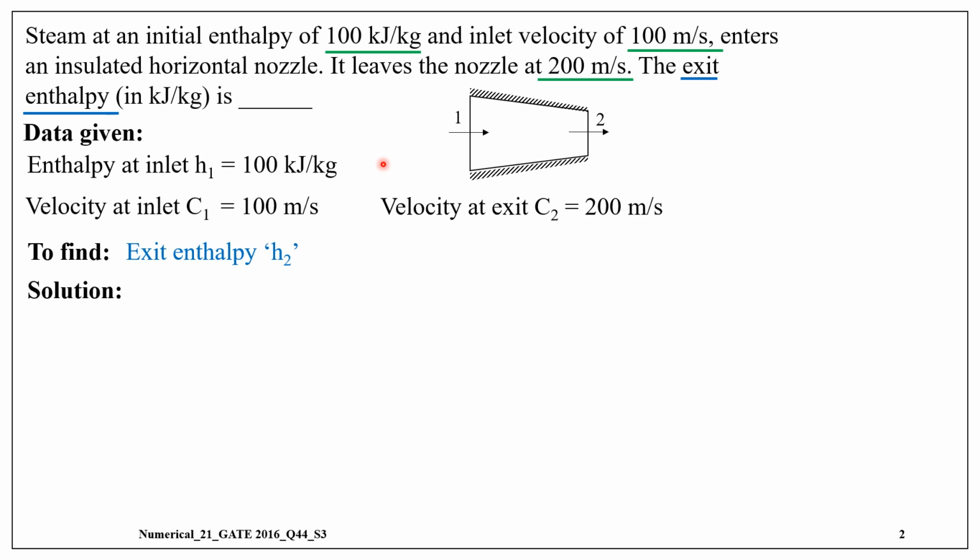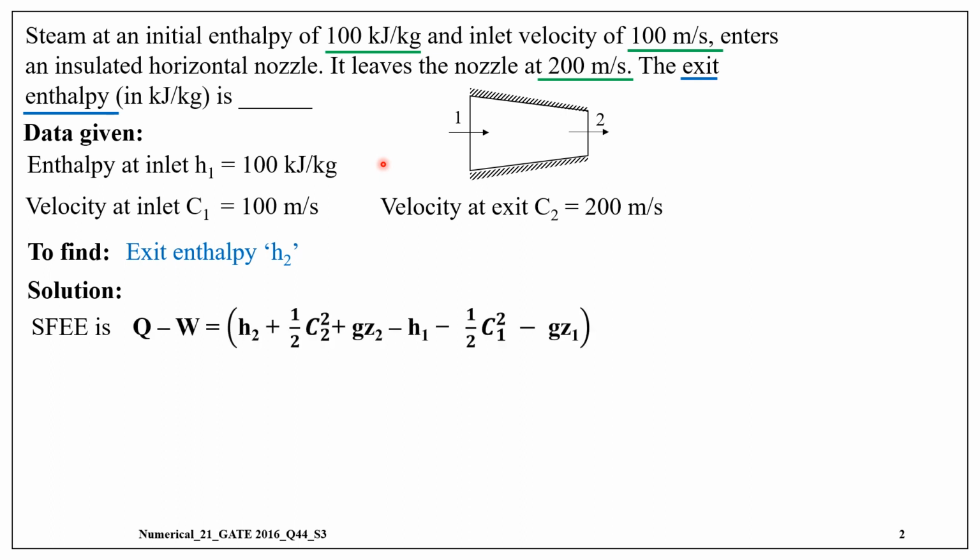Solution: since it is a steady flow device, we can apply the steady flow energy equation, and that equation is... In a nozzle there is no work done. Since it is insulated, Q is 0. No data of height is given, and hence the potential energy term can also be neglected. Therefore, we can cancel this term, this term, this term, and this term.